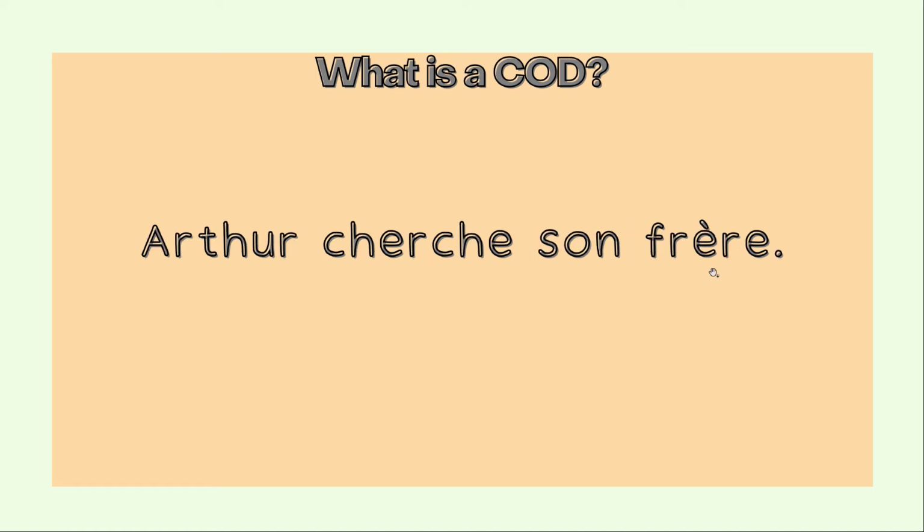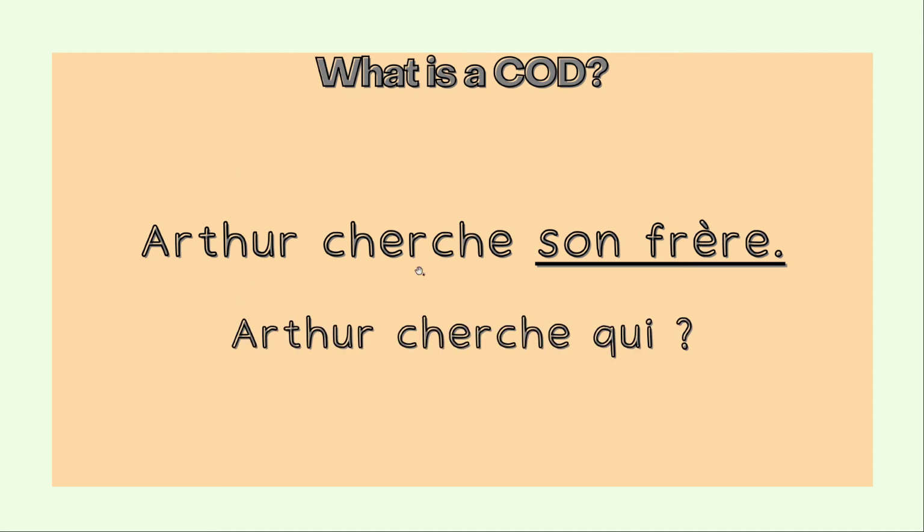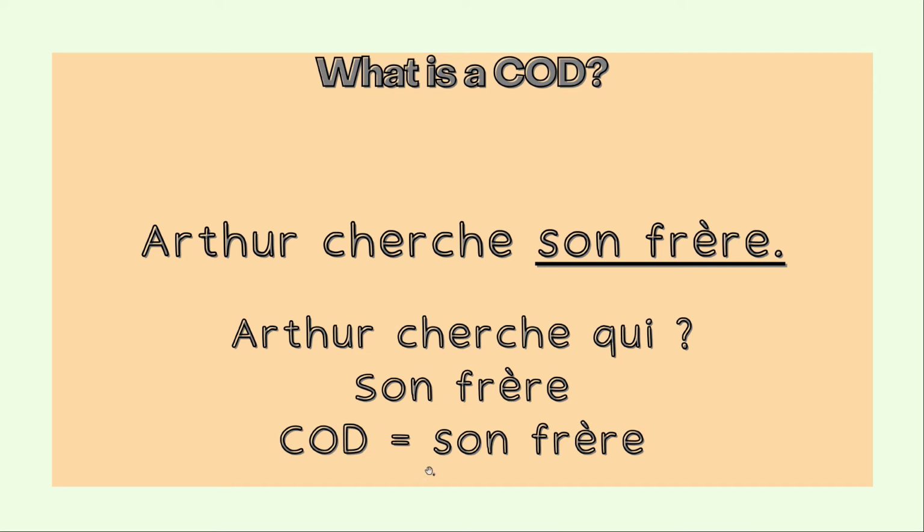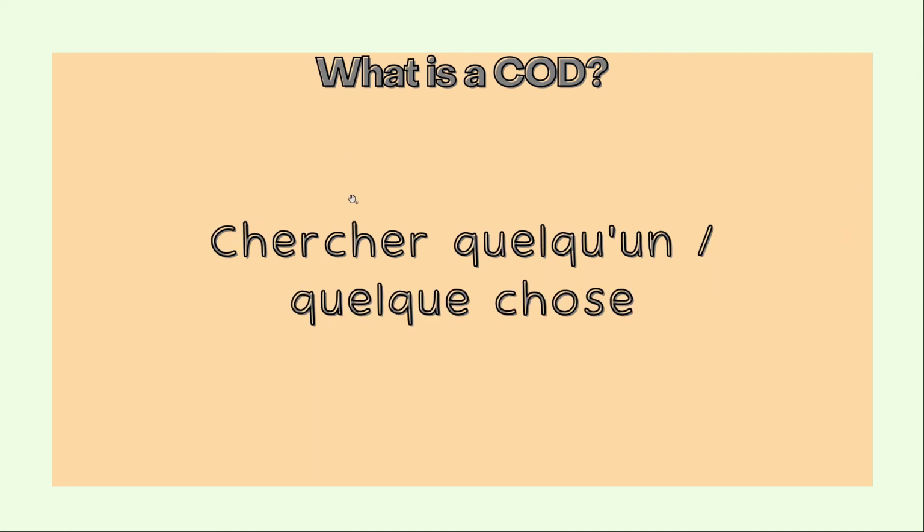The second sentence here. Arthur cherche son frère. Son frère is what we are going to focus on. Arthur cherche qui? Who is Arthur looking for? Son frère. His brother. So our COD, our direct object of the sentence, is son frère. Once again, it is attached to the verb chercher without the preposition à or de. We say chercher quelqu'un or chercher quelque chose, and not chercher à quelqu'un or chercher à quelque chose.